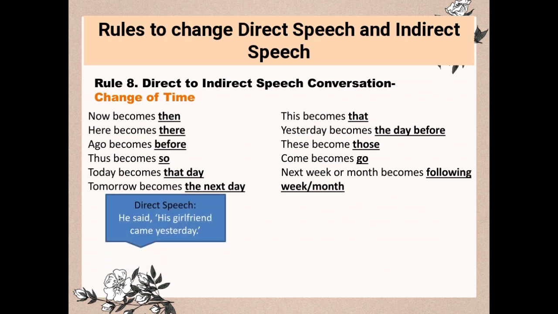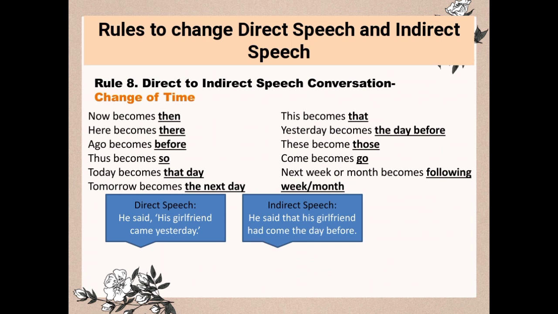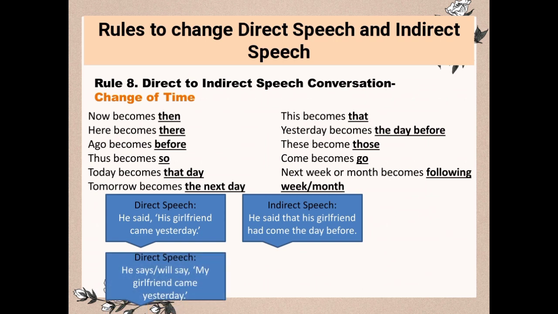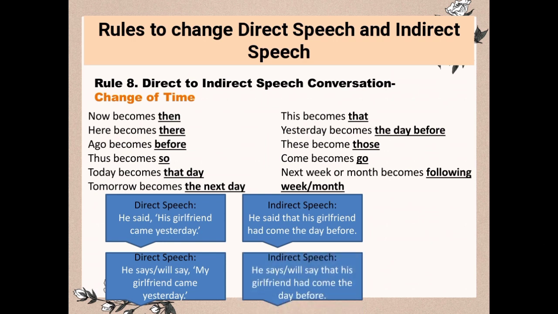Example, he said, "His girlfriend came yesterday." The indirect speech: he said that his girlfriend had come the day before. Another example, he says or will say, "My girlfriend came yesterday." And the indirect speech: he says or will say that his girlfriend had come the day before.